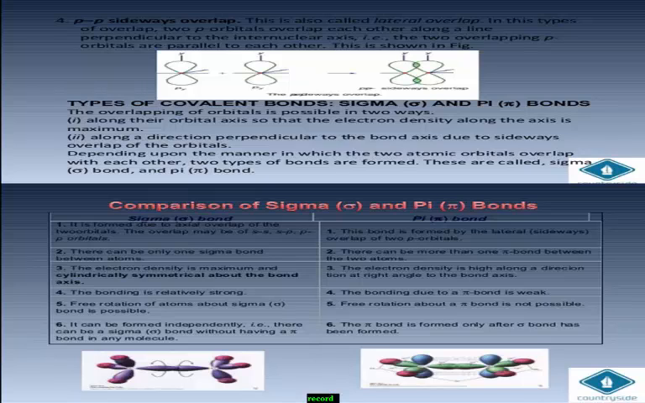There can be more than one pi bond between two atoms. In a sigma bond, the electron density is maximum and cylindrically symmetrical about the bond axis. In a pi bond, the electron density is high along a direction. The sigma bond is a strong bond and the pi bond is a weak bond. Free rotation of atoms around the sigma bond is possible. Free rotation about the pi bond is not possible. A sigma bond can be formed independently, but a pi bond is always formed with a sigma bond.